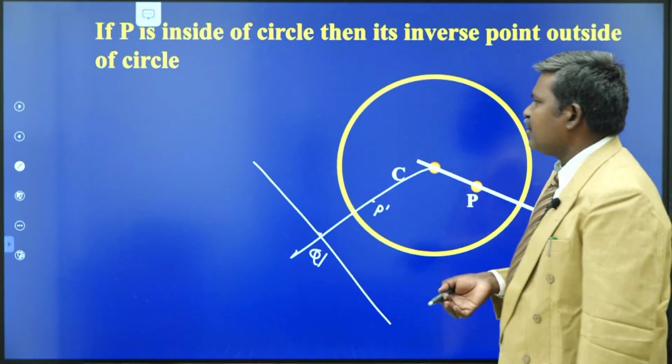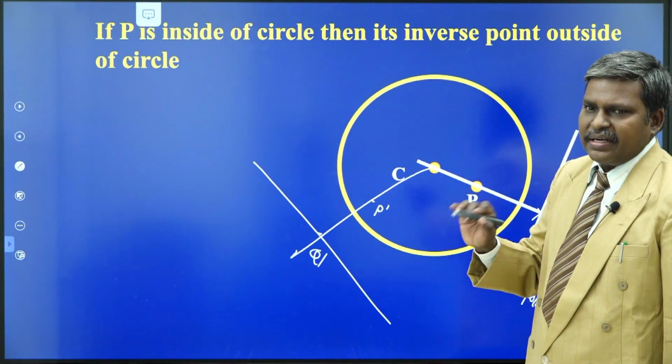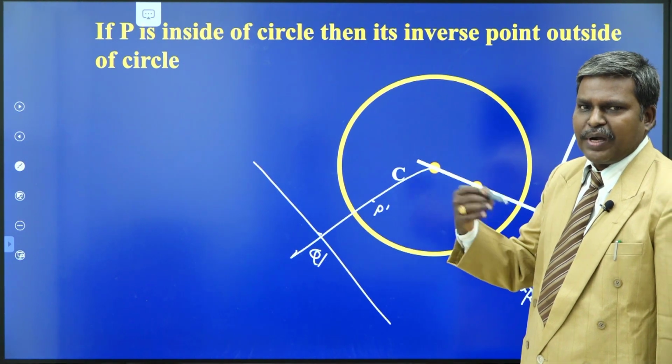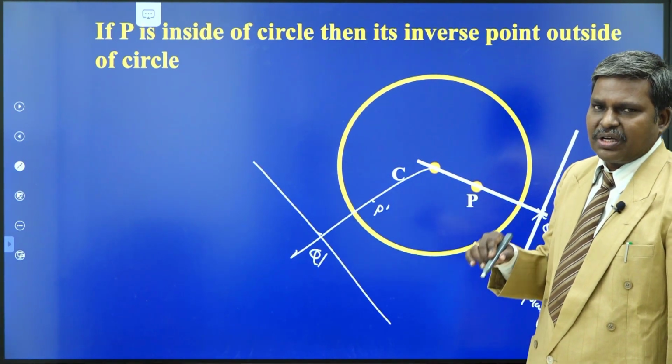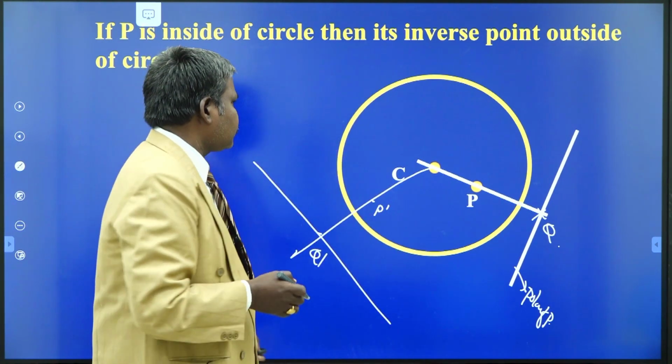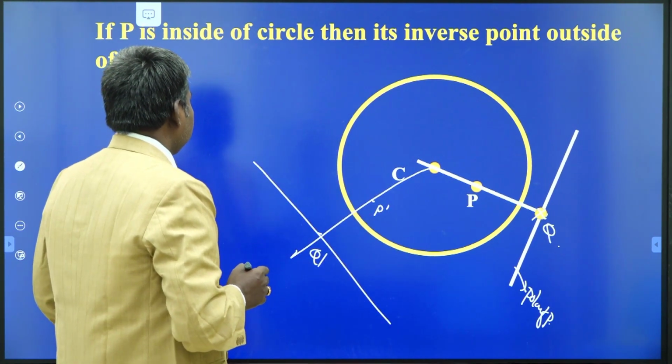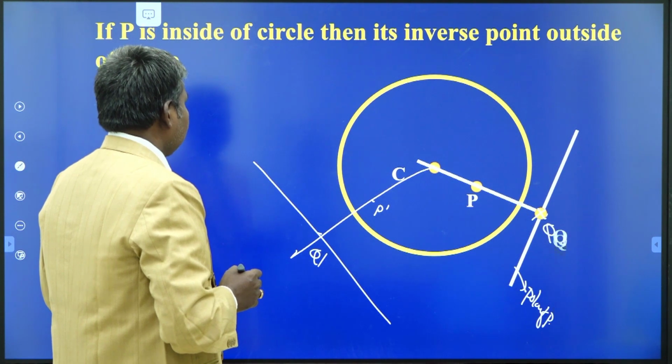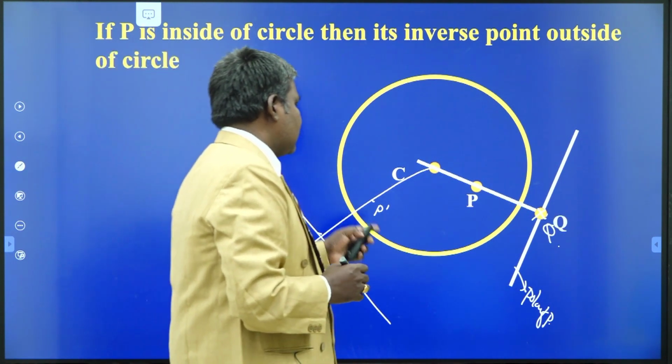This is a simple note to you. P inside, its inverse point is outside. Inverse point we mean the point of intersection of polar of P and line joining of CP. This is the Q. This is the point P.